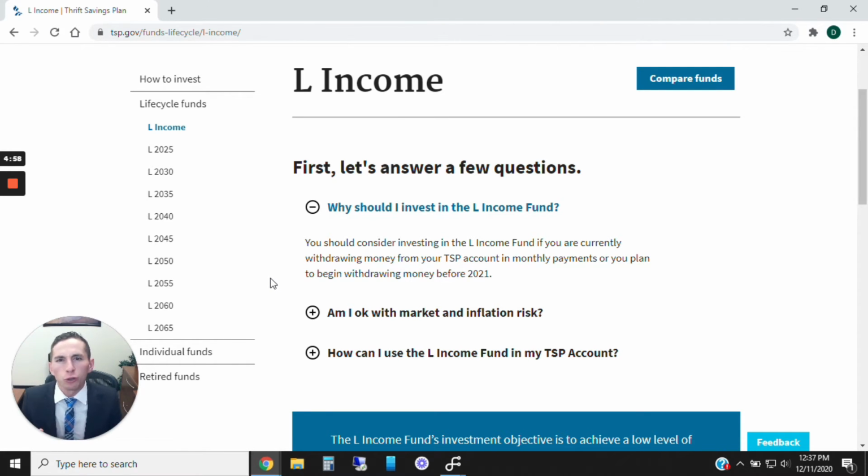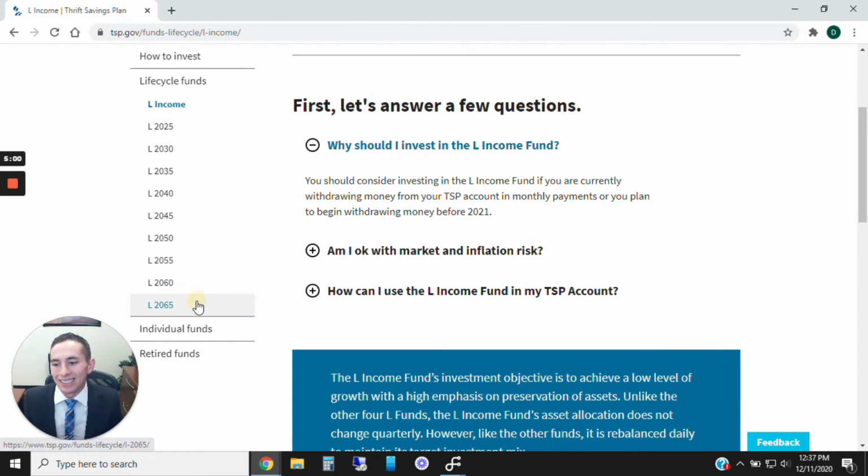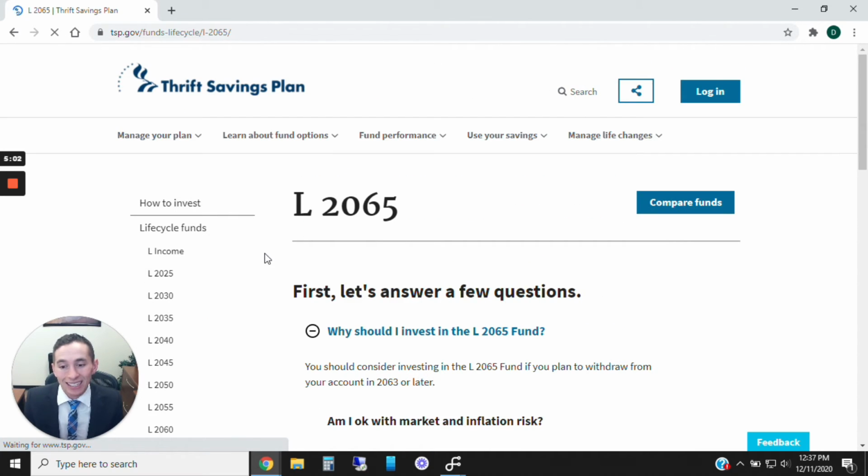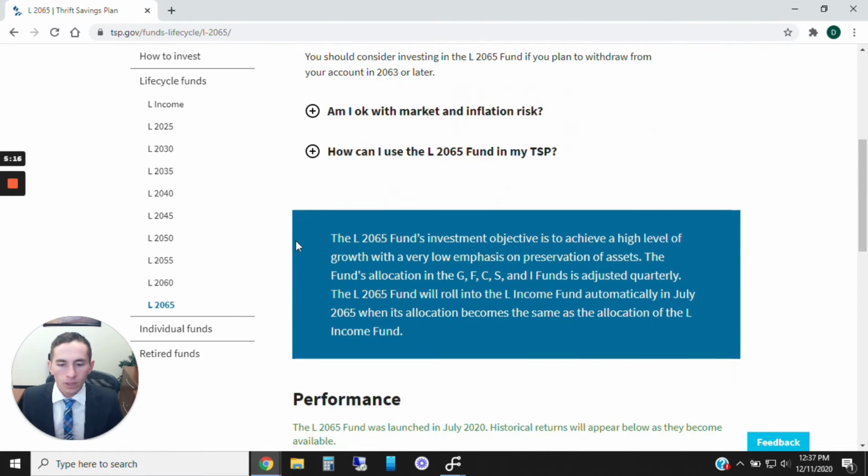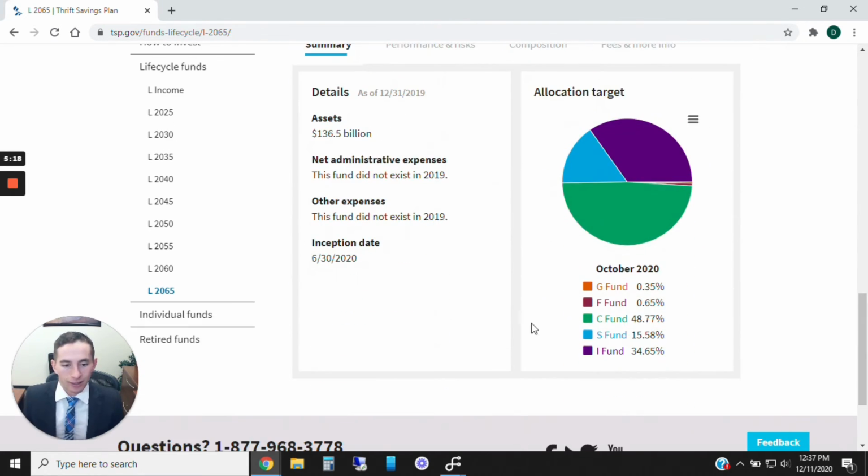For example, let's go through some of the examples and see how these things are invested to see some of the differences. So let's first look at the L 2065. This is the fund that is farthest away. So it is technically meant for those that are retiring in 2065. So that's years away. So if we look here on the TSP website, you can see the allocation of this fund. Now, as you can see, it's not even 1% in the G fund or the F fund, right?